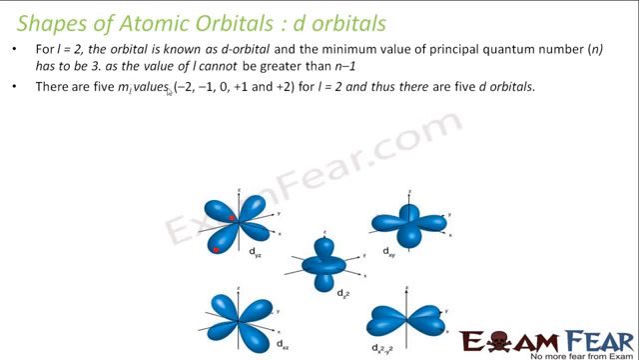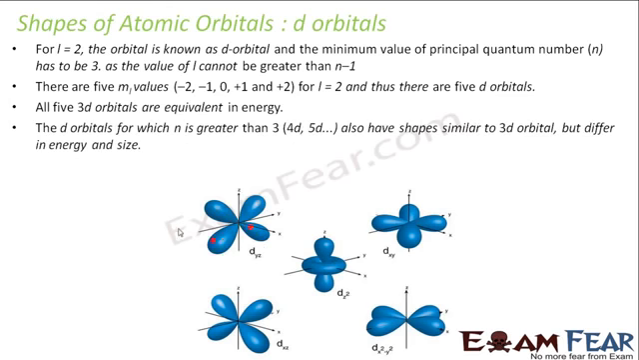There are 5 values of ml: minus 2, minus 1, 0, plus 1, plus 2. And that's why we have 5 different shapes for d orbitals. All the orbitals have equivalent energy, and I mean all 3d orbitals. The d orbitals for which n is greater also have shapes similar to 3d orbitals, but the energy and size are different. For example, 4d, 5d, they have the same shape, but the energy and size are different.